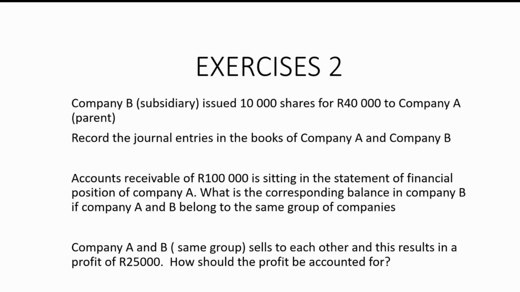I'm debiting bank. Guess what they will credit? They will credit what? Loan payable, or loan from parent company. So when there is a transaction between group companies, there's always one entry that is certain in the parent, and another entry that is certain in the subsidiary. They are opposite entries, but they are the same amount.